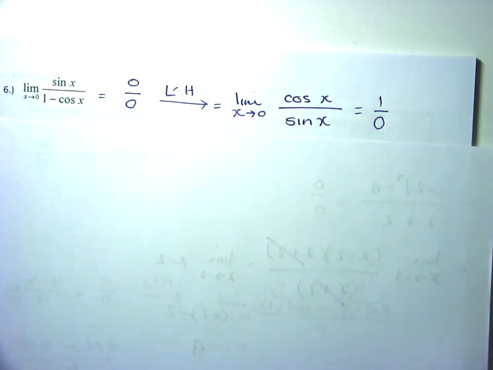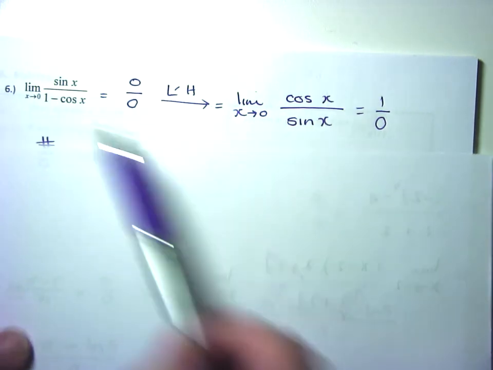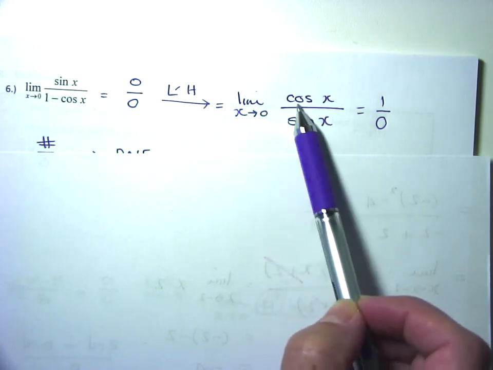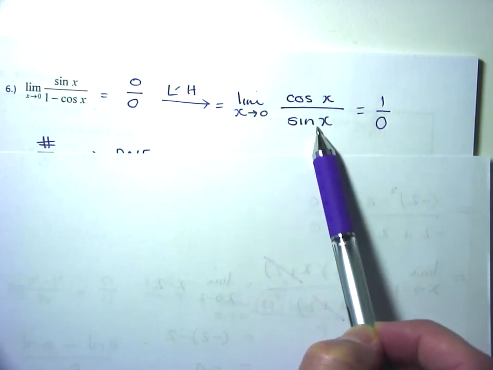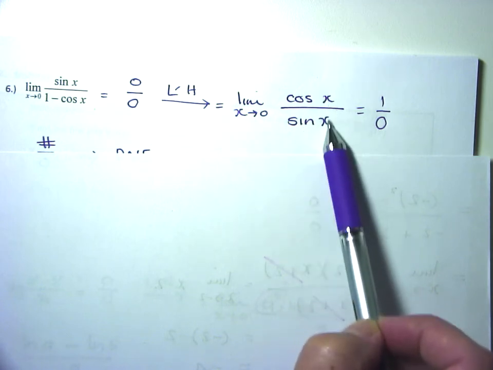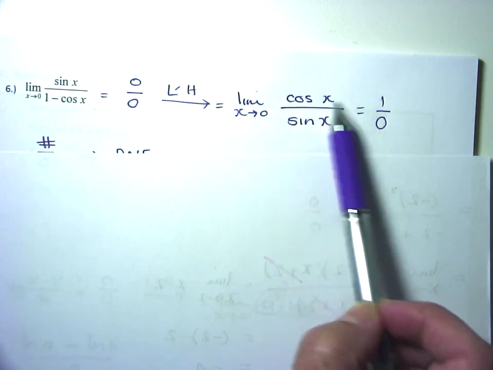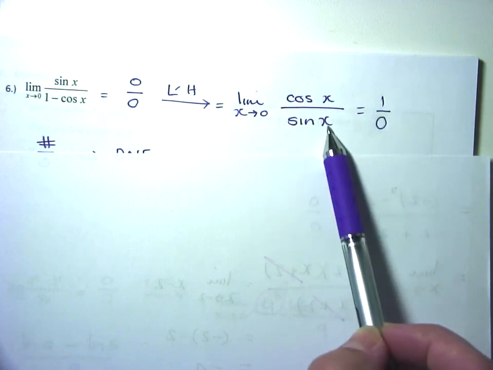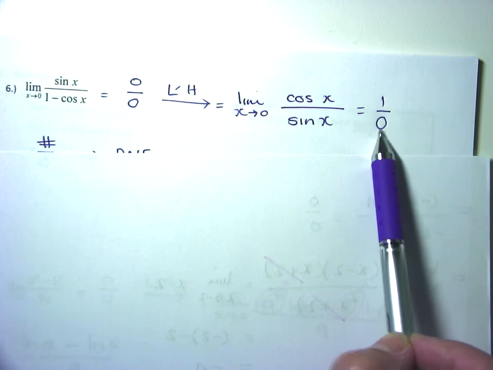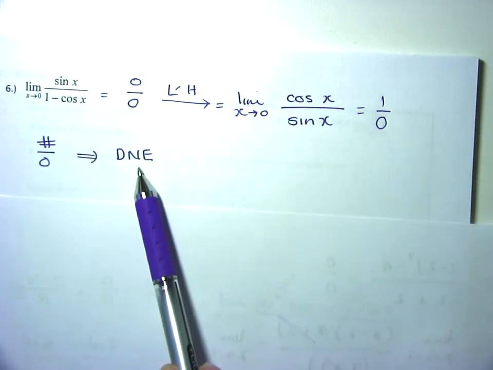Okay, so one way of solving this is the way that I left this, as the limit as x approaches 0 of cosine of x divided by sine of x. And if you plug 0 in for each one of these, cosine evaluated at 0 is equal to 1. Sine evaluated at 0 is equal to 0, and we know 1 over 0 indicates that the limit does not exist, right?